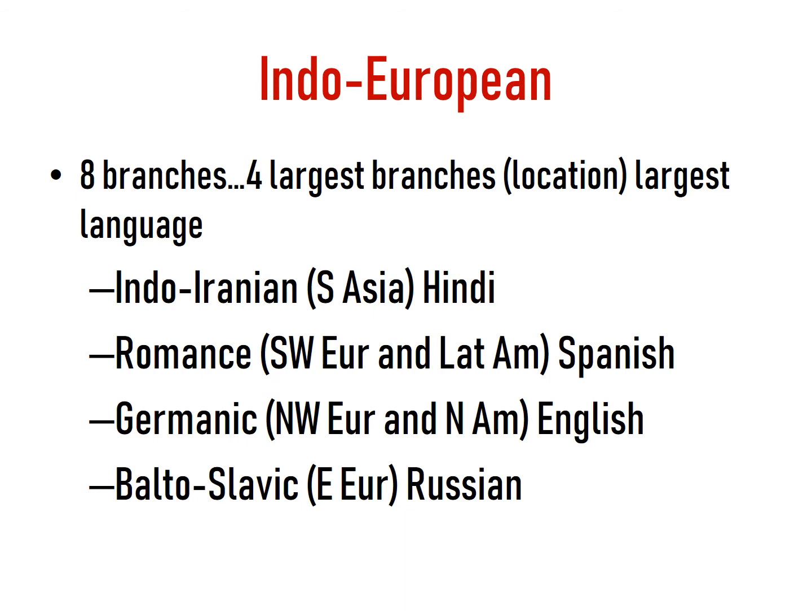And it's really interesting to think about the languages Hindi, Spanish, English, and Russian, and the branches that are attached to them: Indo-Iranian, Romance, Germanic, Balto-Slavic. But at the end of the day, these languages are spoken in very different parts of the world. And we would never say that these four languages have some type of pre-recorded ancestor at one point.